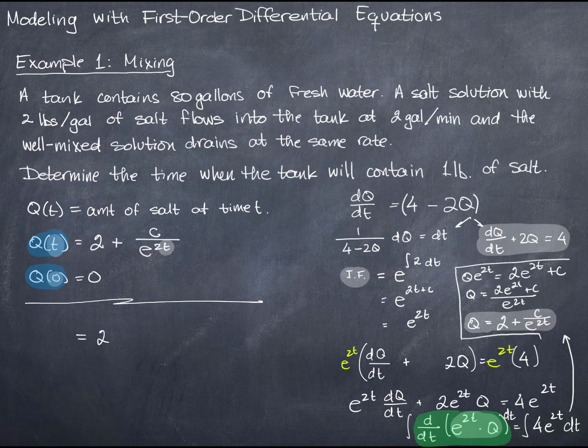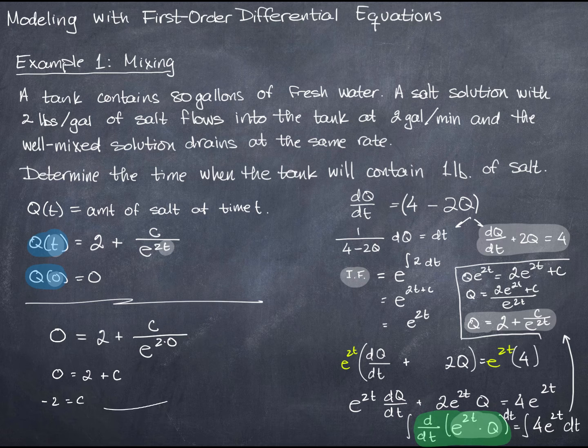So when t is 0, I have e to the 2 times 0, because t is 0. And when t is 0, Q of 0 is also 0. So my left-hand side is going to be 0. And then I'm just going to solve this. e to the 0 power is 1. So I get 0 equals 2 plus c over 1. So negative 2 equals c.